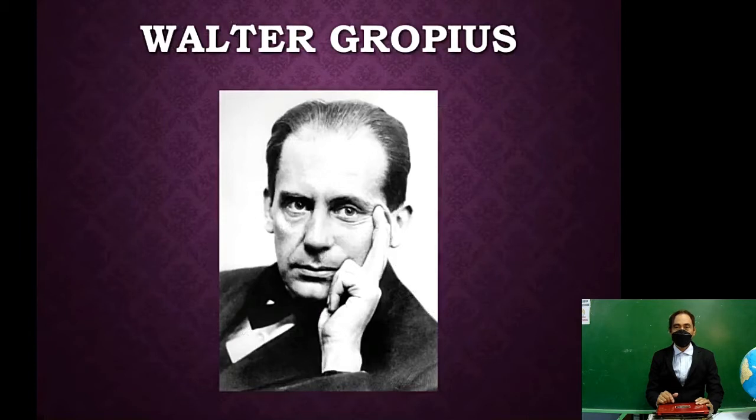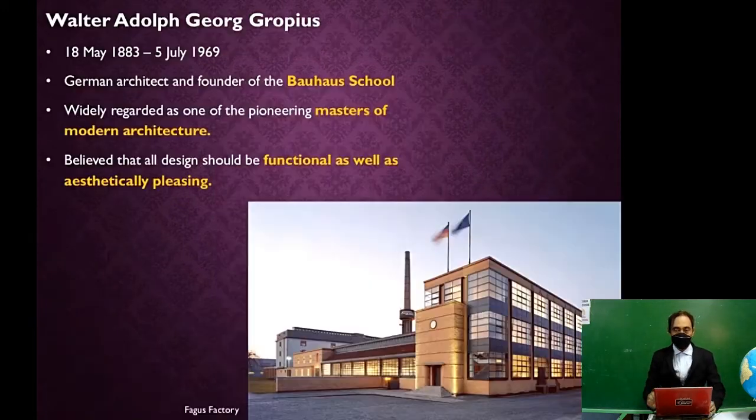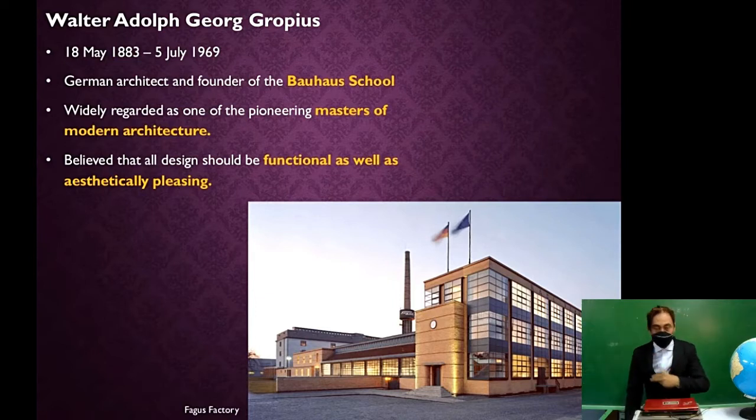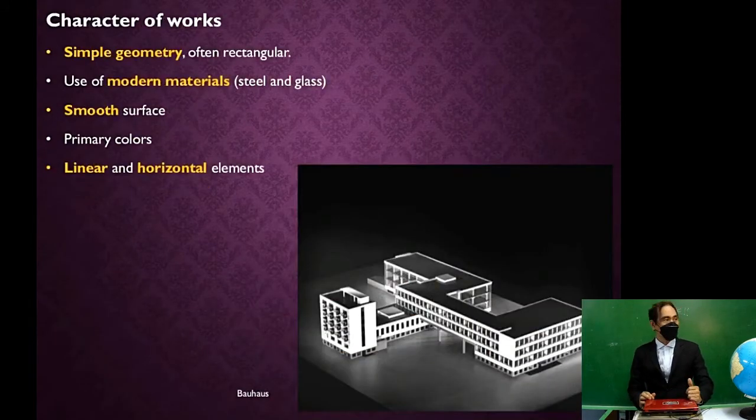And the fourth master of architecture, no other than Walter Gropius, born May 18, 1883 and died July 5, 1969. They are almost of the same age. German architect and founder of the Bauhaus School in Germany, widely regarded as one of the pioneering masters of modern architecture, believed that all design should be functional as well as aesthetically pleasing to the eyes.